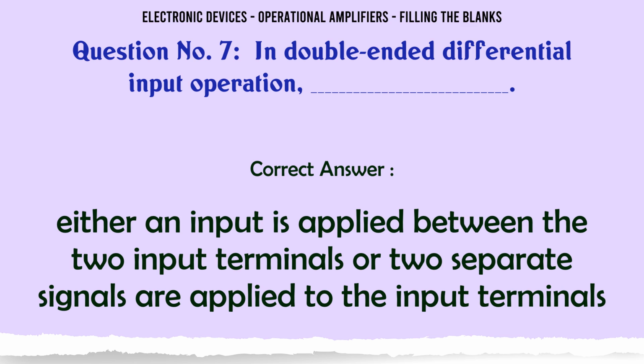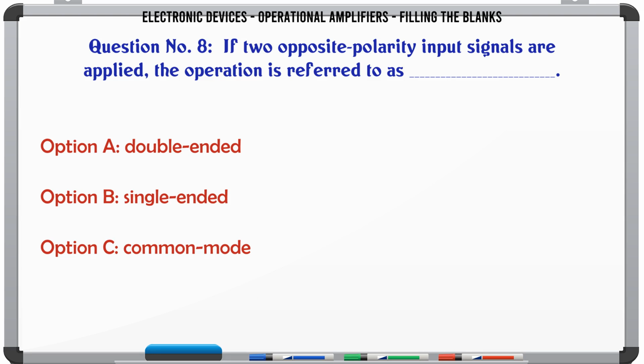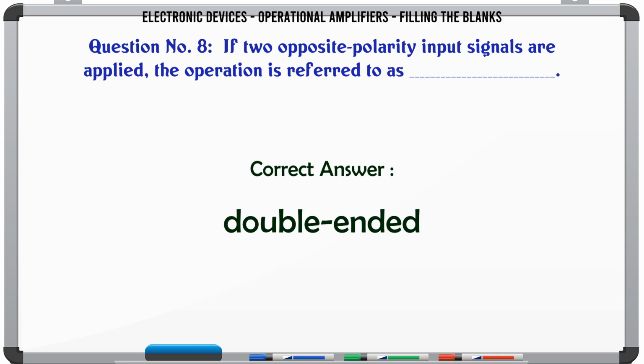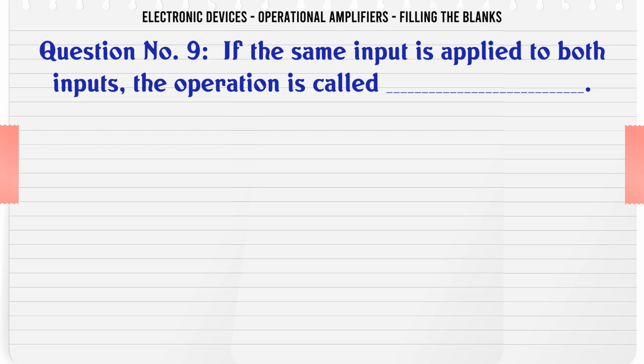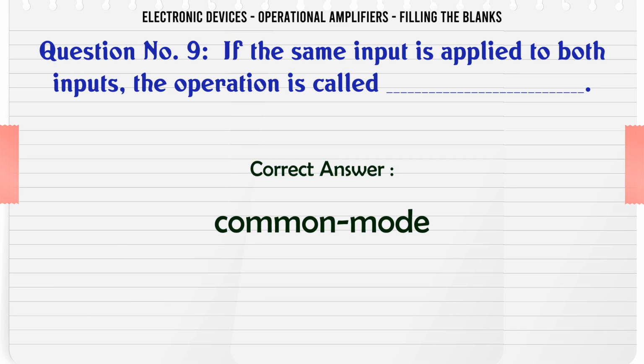If two opposite polarity input signals are applied, the operation is referred to as A: double-ended, B: single-ended, C: common mode, D: all of the above. The correct answer is double-ended. If the same input is applied to both inputs, the operation is called A: double-ended, B: single-ended, C: common mode, D: all of the above. The correct answer is common mode.